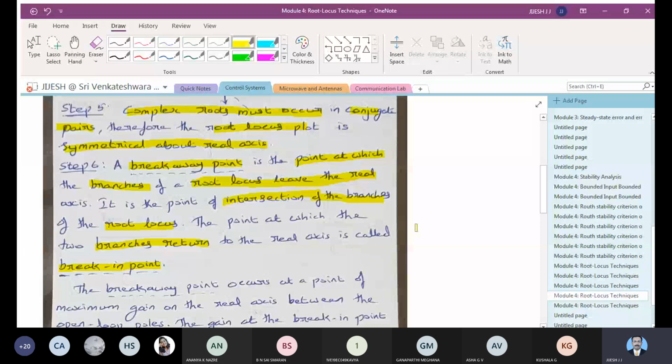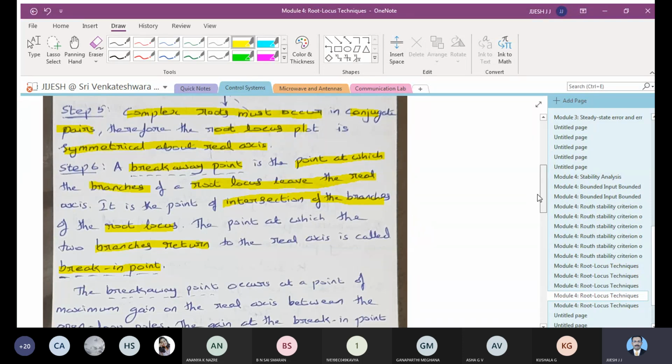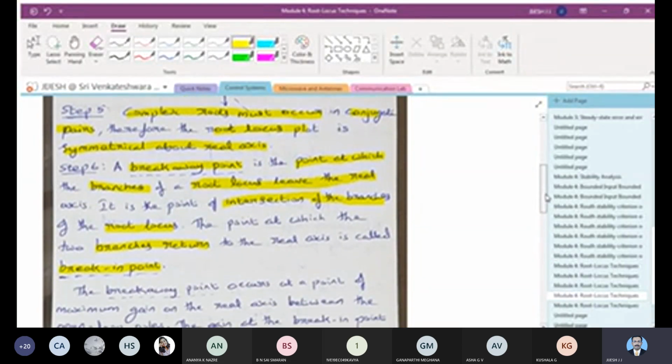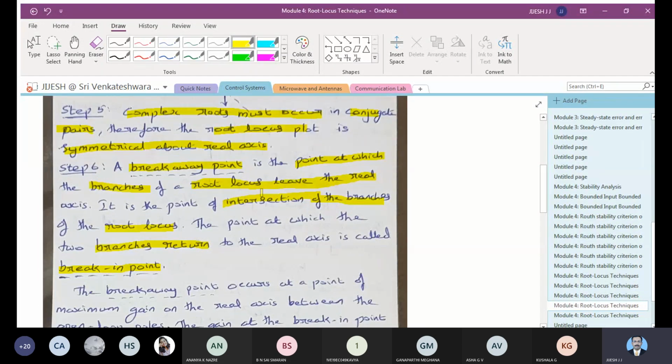We have to see which are the branches of the root locus that leave the real axis, and which are the branches of the root locus that return to the real axis. So we'll be seeing that. They are classified as a breakaway point as well as a break-in point. These are a few things you have to keep track of when you are finding the solution for the problem. So you may have to go with the breakaway point or break-in point. We'll be solving the numerical, so it will be still more clear to understand these things.